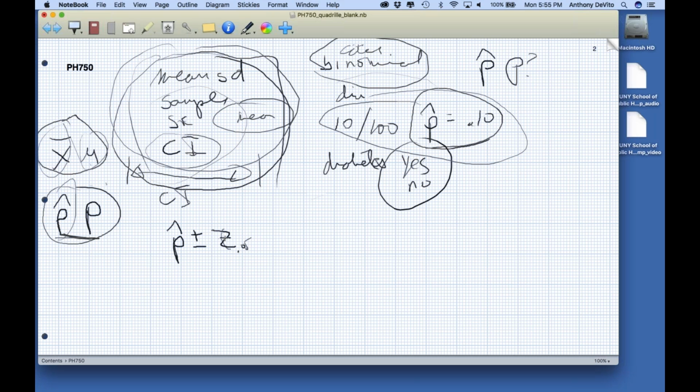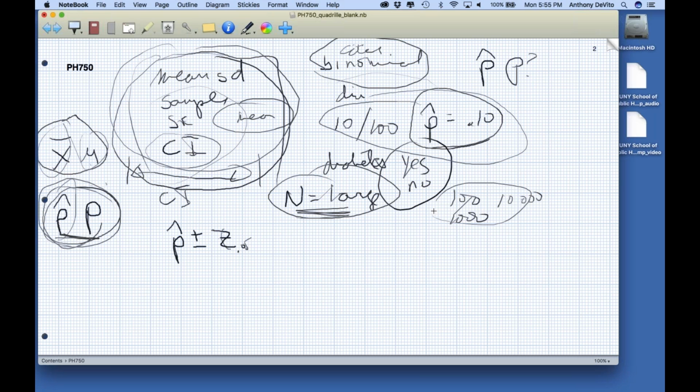We use z because one of the rules we're going to follow when we're dealing with binomials or with proportions is that the sample size is always going to be large. And that's typically true of most studies where you're dealing with binomial outcomes, right? Usually dealing with a sample size of 100 people, 1,000 people. You could even be dealing with a sample of 10,000 people, for instance. It's always going to be large.